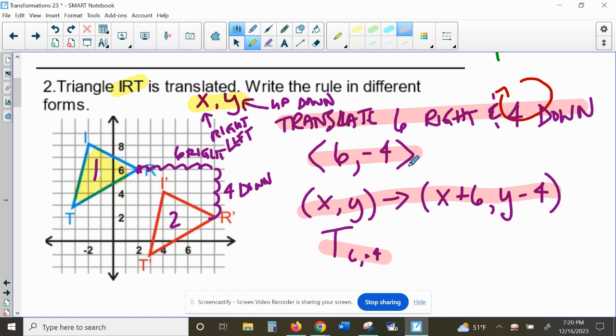Remember, when you have a vector or a coordinate, the first number is always the x, and that is your right, left. So right is positive, left is negative, and then the second number is always your y, which is up and down. Down is obviously negative, and up would have been positive. But always make sure you find out which is the original triangle and travel from the original one to the new one.